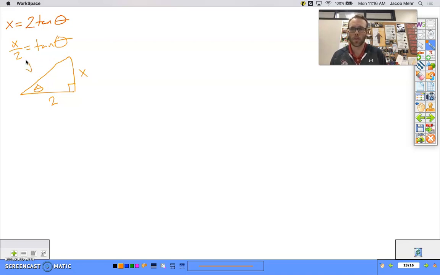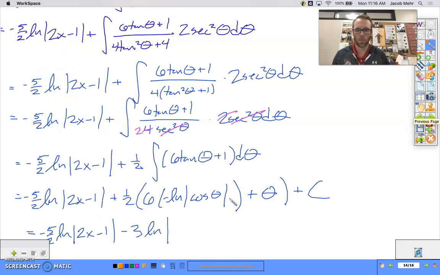So we need to know the hypotenuse. Using the Pythagorean theorem, x squared plus 2 squared equals hypotenuse squared. So this is the square root of x squared plus 4. So the cosine of theta equals adjacent over hypotenuse, 2 over the square root of x squared plus 4. So we're going to put this in as 2 over the square root of x squared plus 4.